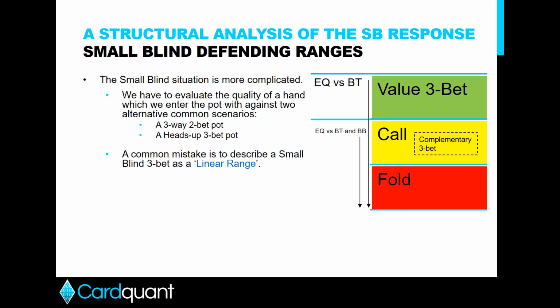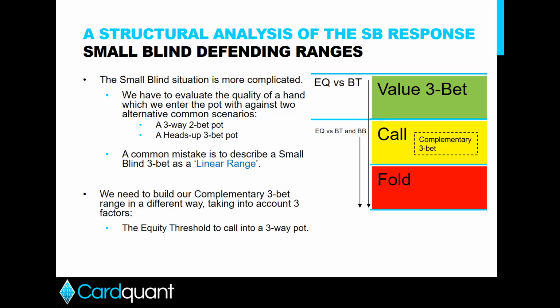The hands in the complementary range will of course be backed up by our value range, and so they just need to be doing better by virtue of 3-betting than they would be by virtue of folding. So we're going to build this complementary 3-bet range in a different way, taking into account three factors. We're going to take into account the equity threshold to call into a 3-way pot, so we're going to work out some equity threshold by which a hand qualifies to just play at all.